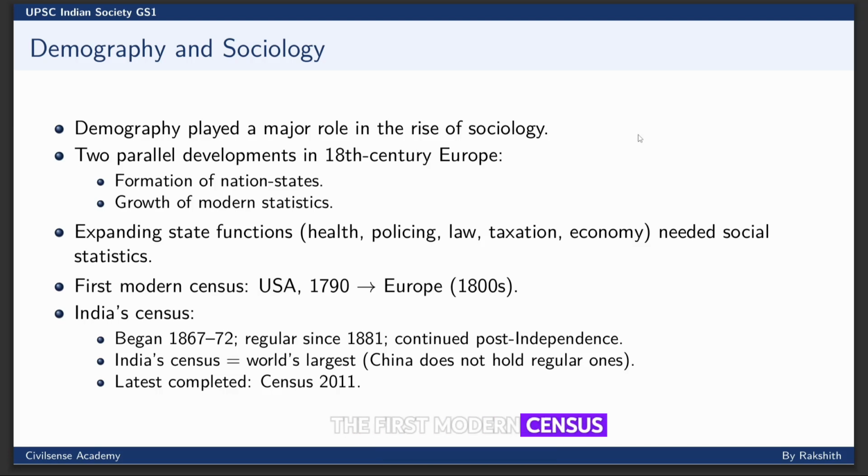The first modern census was conducted in America in 1790. Later, European countries followed, and in India, the British began census exercises between 1867 to 72, and from 1881 onwards, India started conducting a census every 10 years. Even after independence, India continued this tradition. An interesting fact for UPSC, India conducts the largest census in the world because even China does not do it regularly. So you can see how demography became a foundation for sociology as a scientific subject.